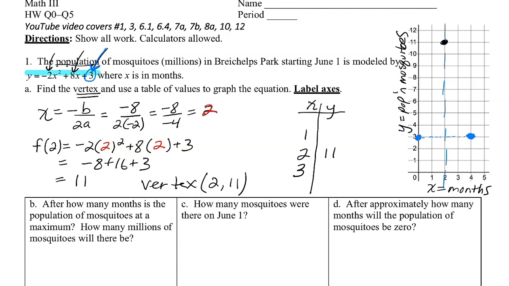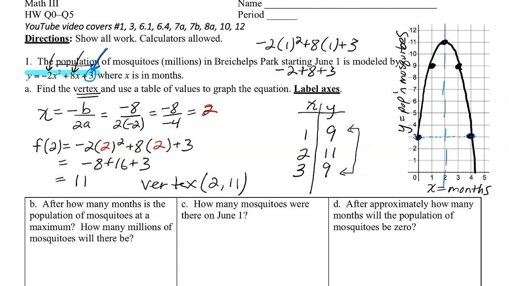Plugging 1 in, we'd have negative 2 times 1 squared plus 8 times 1 plus 3. That looks like it would be negative 2 plus 8 plus 3. So that would be a 6 plus 3, so 9. And based on symmetry, you'll have the exact same y-coordinate for the 3 in our table. So that would be (1, 9) and (3, 9). So here's our nice looking parabola that we can use to answer some questions. There we go. That parabola models the number of mosquitoes in millions after x months.